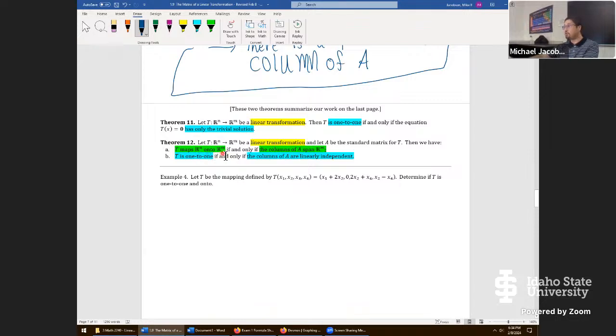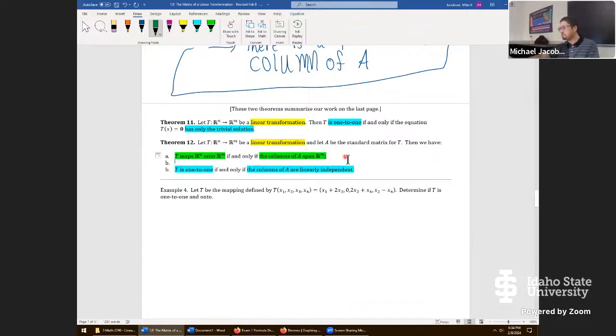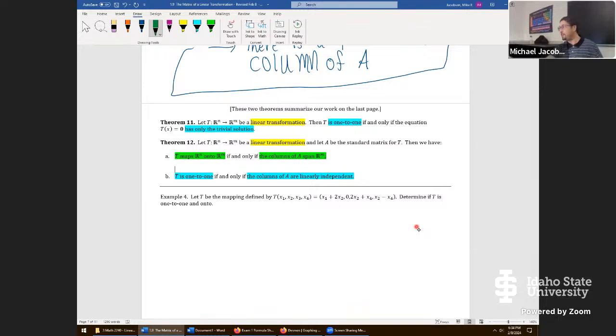T maps Rn onto Rm. In other words, T is an onto mapping if the columns of A span Rm. Here's our paraphrase thought. This just means there's a pivot in every row. Likewise, T is going to be a one-to-one mapping, meaning the columns of A are linearly independent. These are if and only if, so the logic works both ways.